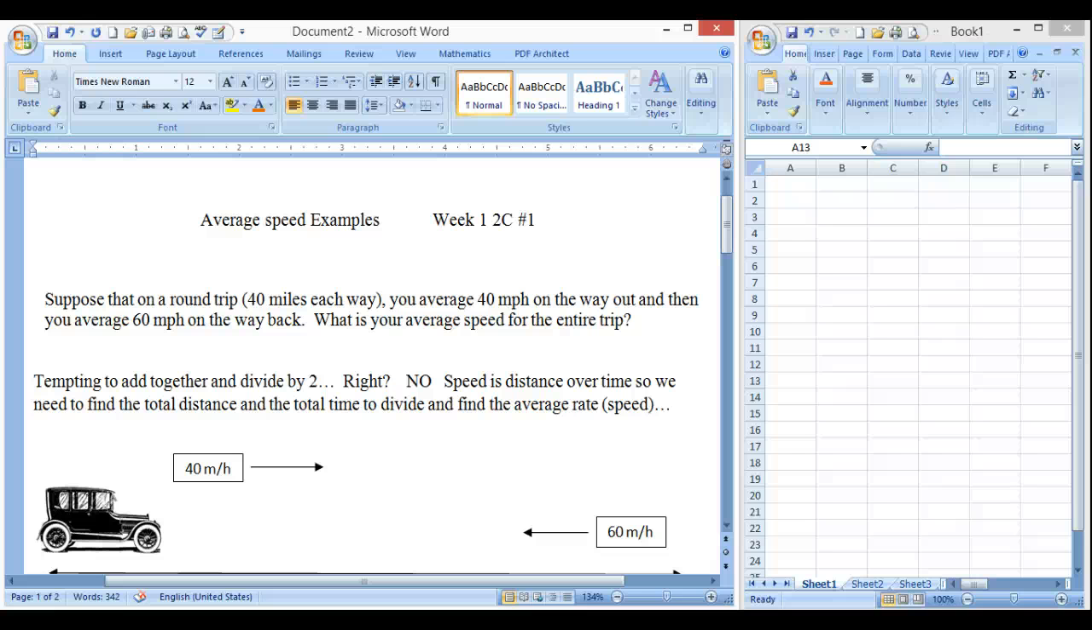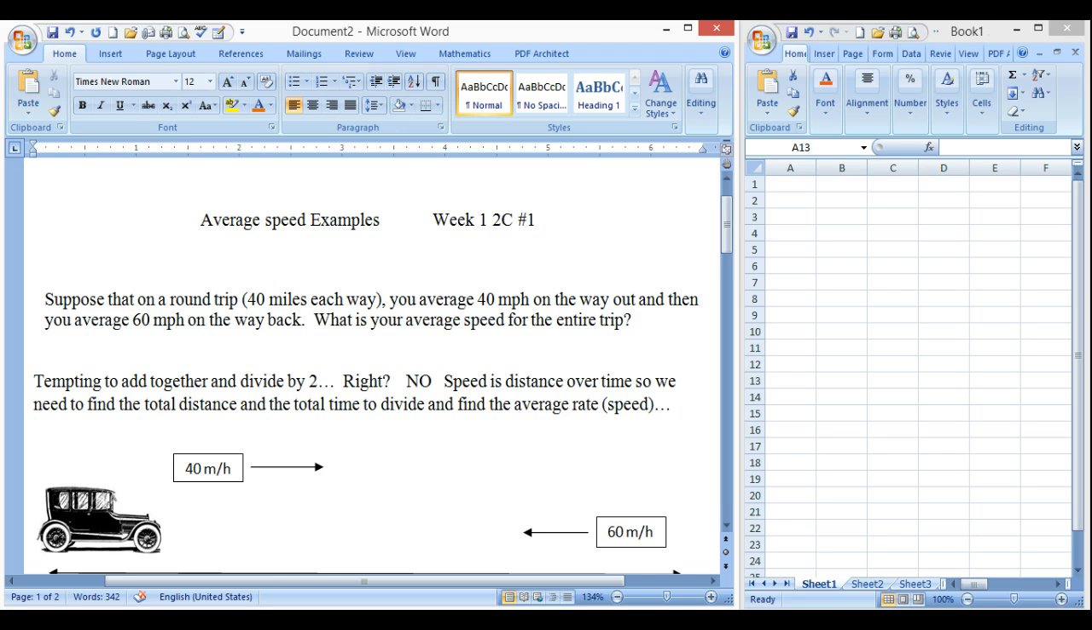This video is to help you understand how to find average speed. I apologize, I've been sick, but I really wanted to get this video up and going. This average speed example, I have two problems that we'll work through just to get familiar with the rate, distance, and time formulas.